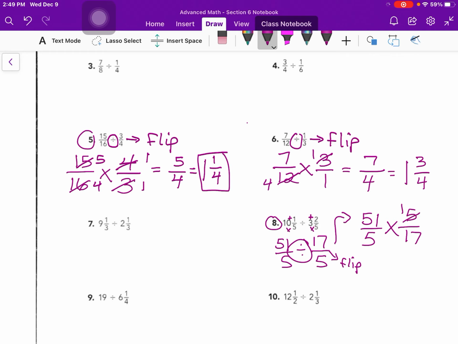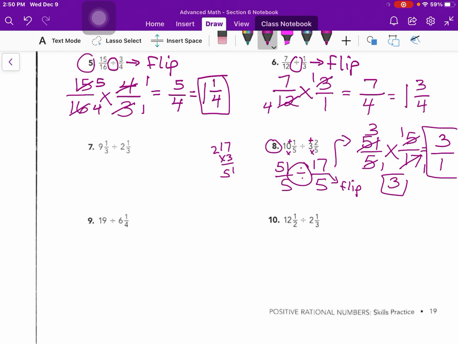Let's see, the 5s can simplify down to 1, and 17 times 3 is 21. Oh, 17 goes into 51, that's nice. So 17 goes into it once, 17 goes into 51 3 times, and then I multiply. 3 times 1 is 3, and 1 times 1 is 1. So my answer is 3/1, or just plain 3. All right, let's try one more of those mixed number problems.